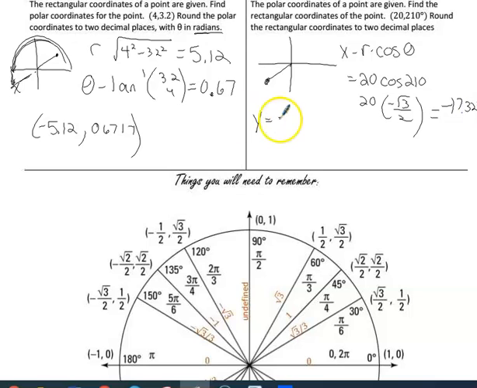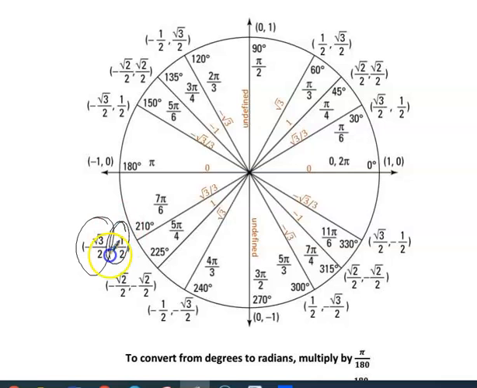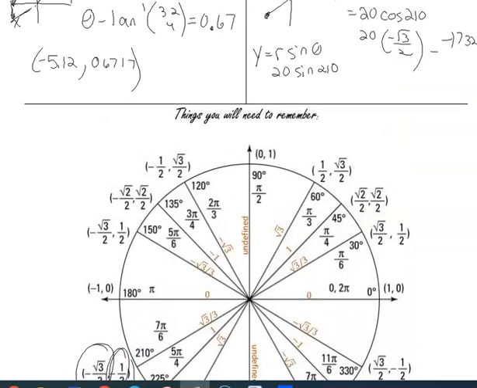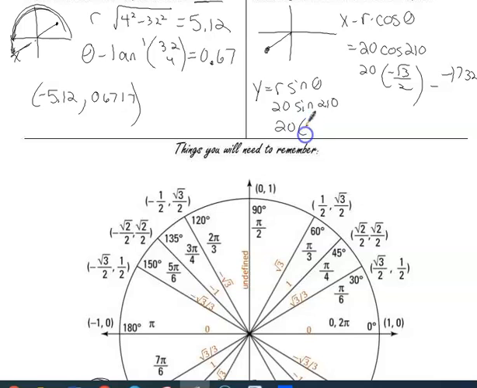Y is r times the sine of theta, which is going to be 20 times the sine of 210. And if we go look, sine of 210 is negative 1/2. So 20 times negative 1/2, which is just negative 10. So the ordered pair is negative 17.32 comma negative 10. And a negative x and a negative y, yep, it's in the third quadrant, so it's a good way to double check ourselves.